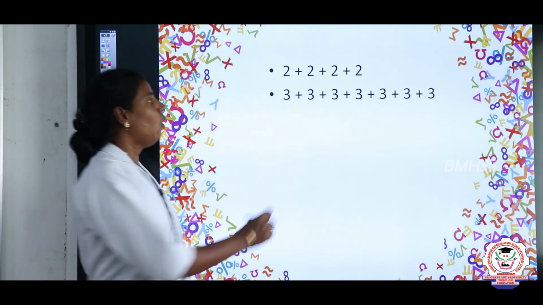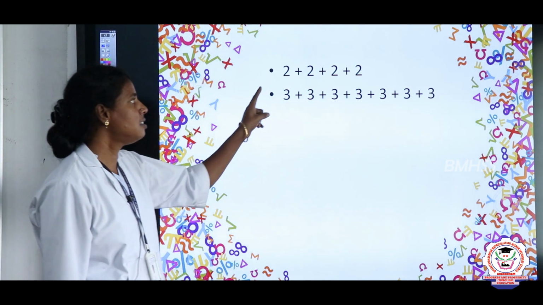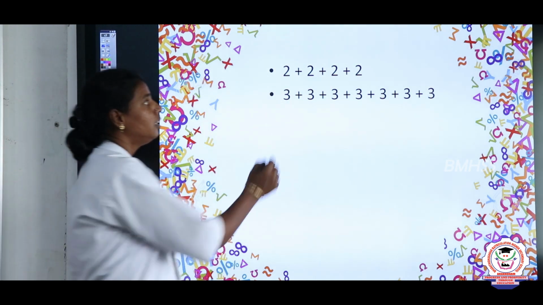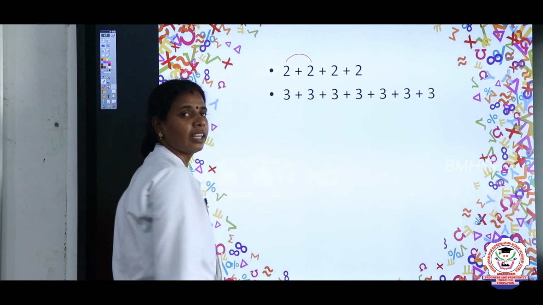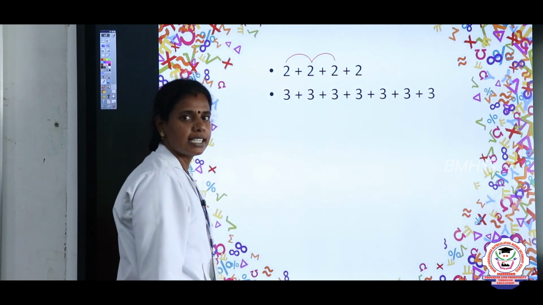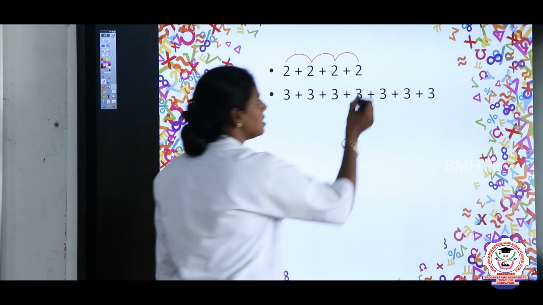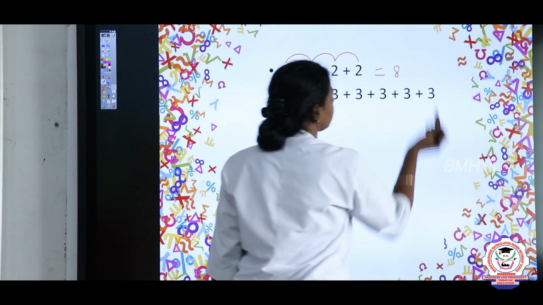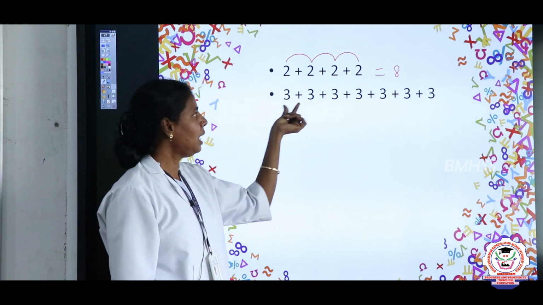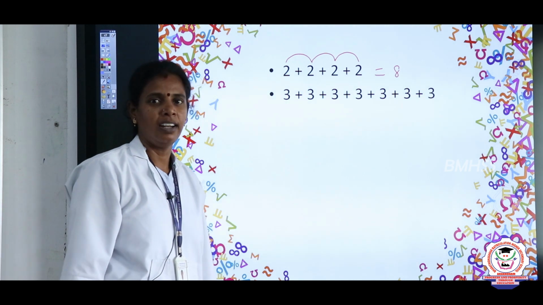See, what is this: 2 plus 2 plus 2 plus 2. How will you add this? 2 plus 2 is 4, 4 plus 2 is 6, 6 plus 2, the answer is 8. So it is easy to add this, right. The next example: 3 plus 3 plus... see how many 3's they have given. Is it easy to add?